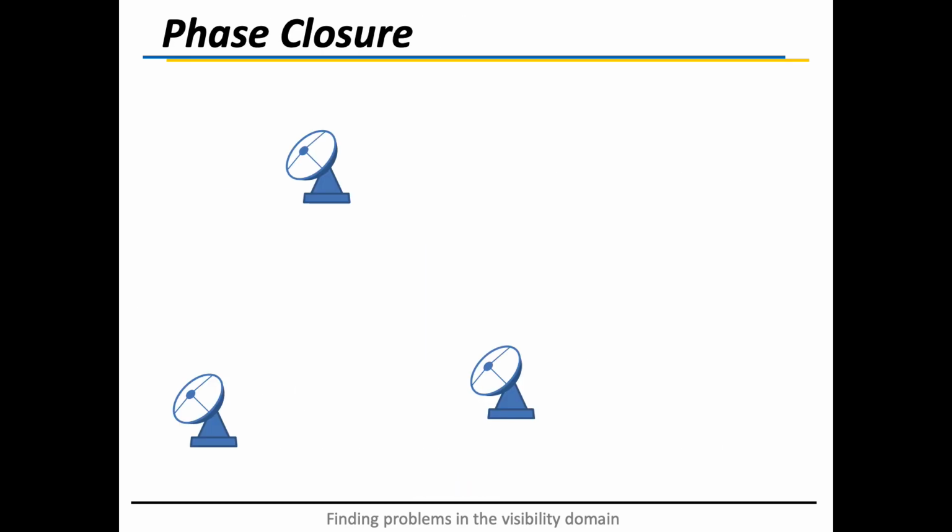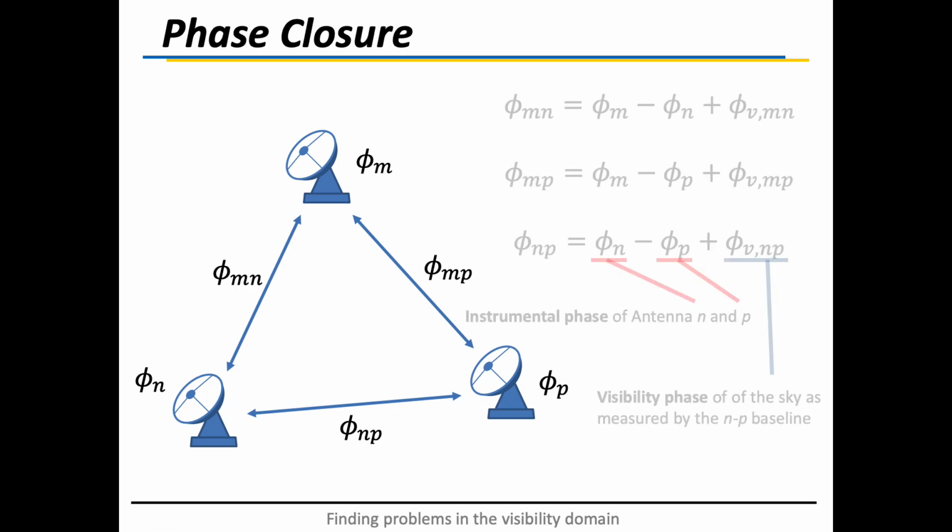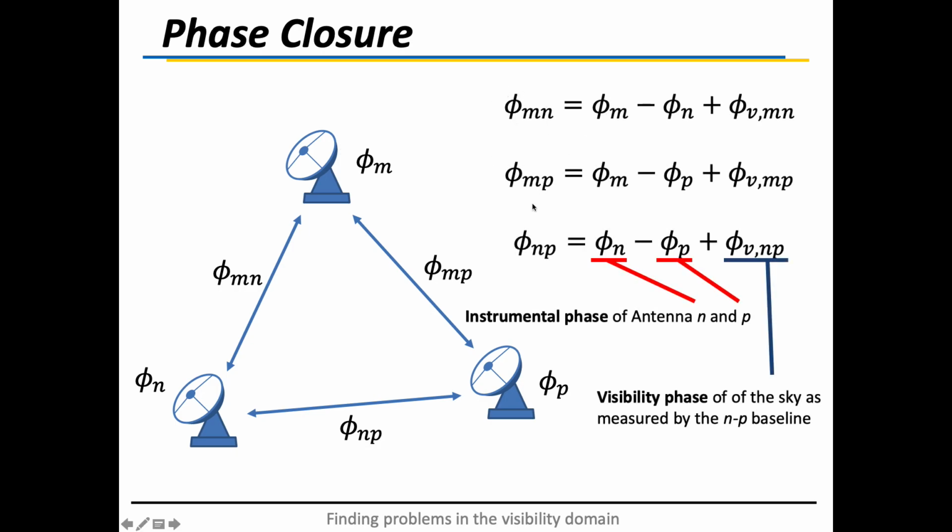The one exception to this is something called phase closure. So I have my 3 antennas here. These 3 antennas create 3 different baselines, which I'll call the MP baseline, the NP, and the MN baseline. On each of these baselines, I measure some phase, and with each one of these telescopes exists an instrumental phase that's imparted onto the signal. So I can write out expressions for what the measured phase is for each baseline, which is equal to the instrumental phase components plus this so-called true visibility phase, the visibility of the sky.